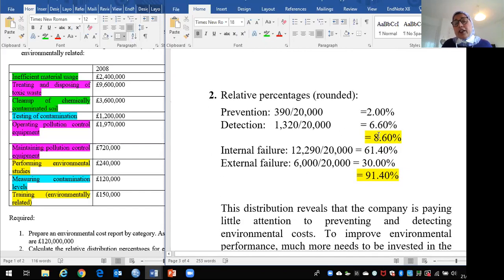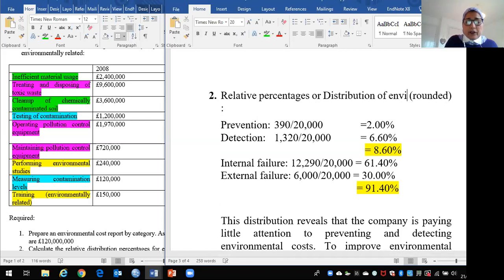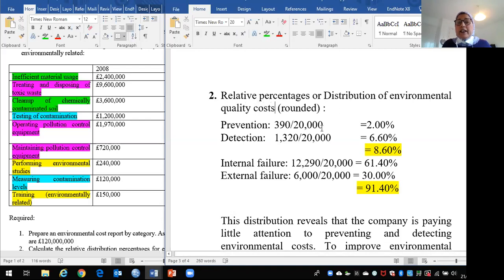If you have a wee look here, this is the relative percentage or the distribution of environmental quality cost. So as you can see here, this BK or BL company spends only 8.60% on control activities, while they spend 91% on internal and external failure.